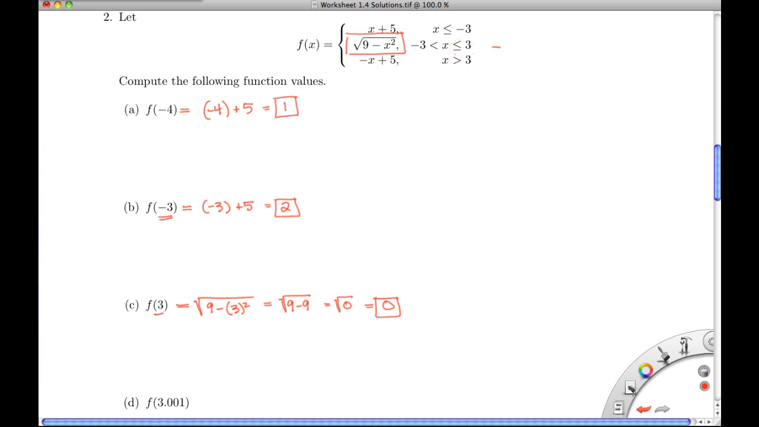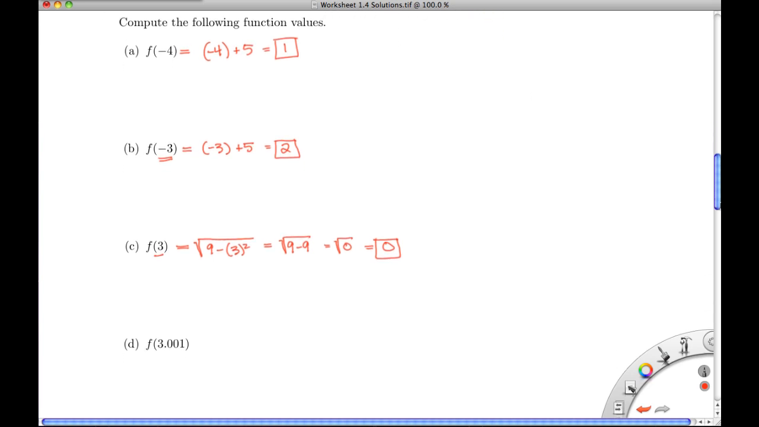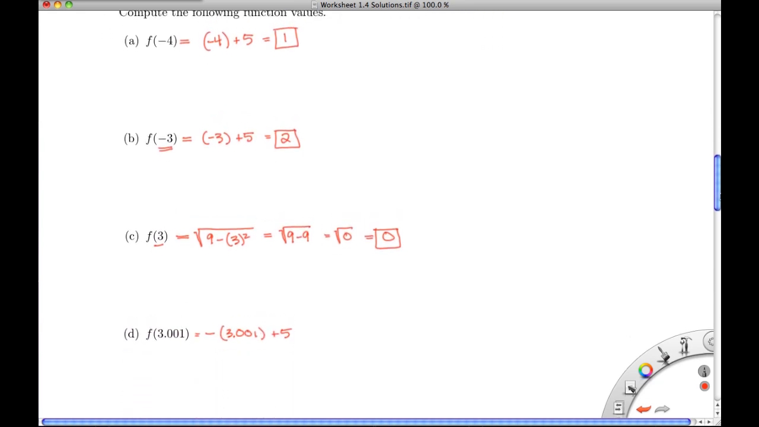Okay, so we got that one out of the way. The next one that we're asked to work with is f of 3.00001. This is just here to highlight the fact that we're looking at a number greater than 3. Very close to 3, but still greater than 3. So we're going to need to go to this last piece, the minus x plus 5. So we're going to have minus our x value, which in this case is 3.00001, and then plus 5, right? Let's double check that. Yeah, minus x plus 5.